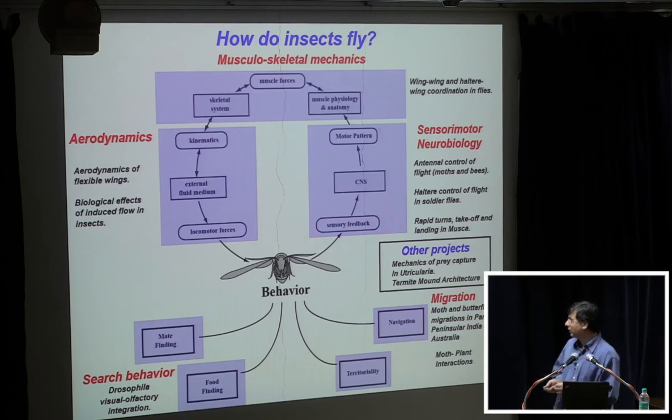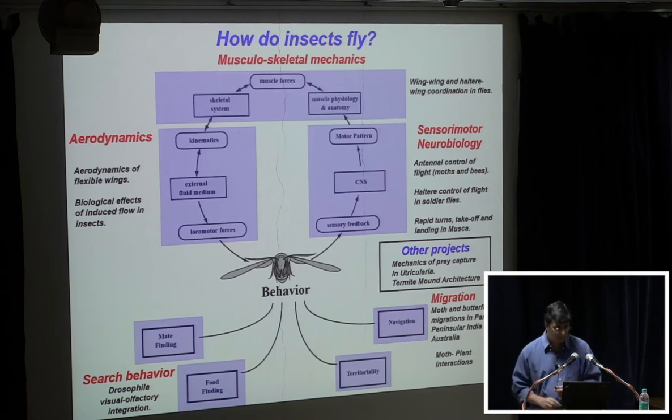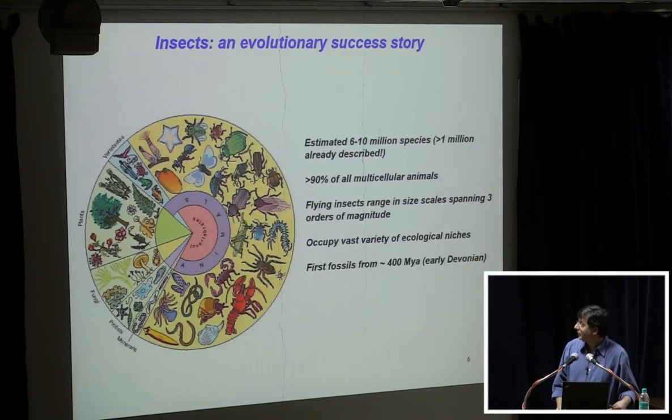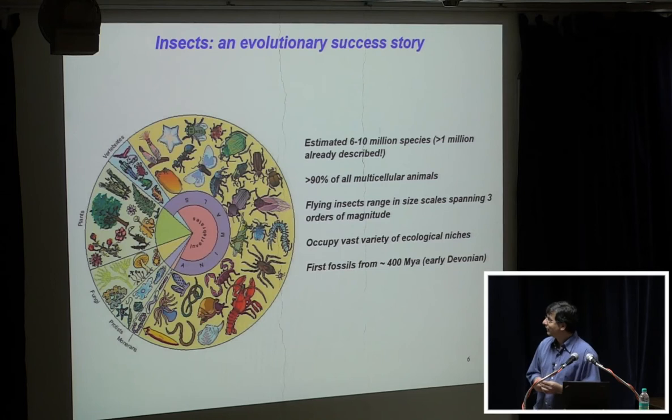But I'm just going to talk about a few of them. There are some other projects, including some plant biomechanics and termite architecture and insect architecture in general. I'll be happy to talk about these if any of you want to discuss them later. But let's start with flight, and why worry about flight? Why be so fascinated with flight?